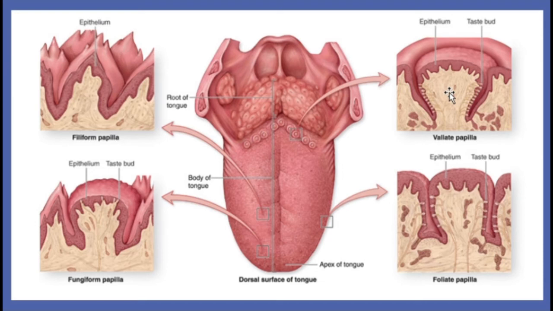Lastly, we have the vallate papillae. This is your least numerous type of papilla, but it has over half of your taste buds. We see them in a row on the very back posterior side of the tongue. There's about 8 to 12 of these on average. And here we're going to see all of our taste buds located in the crevices around that papilla.